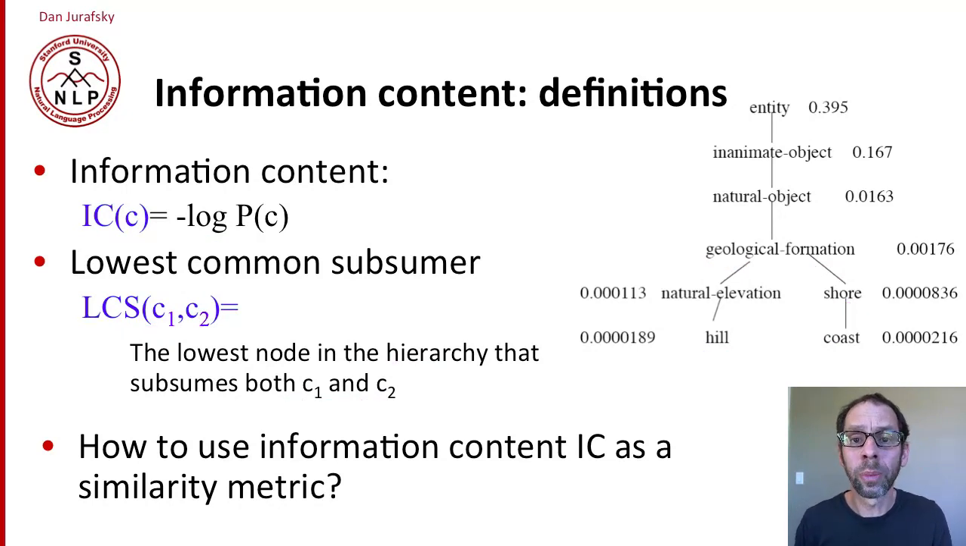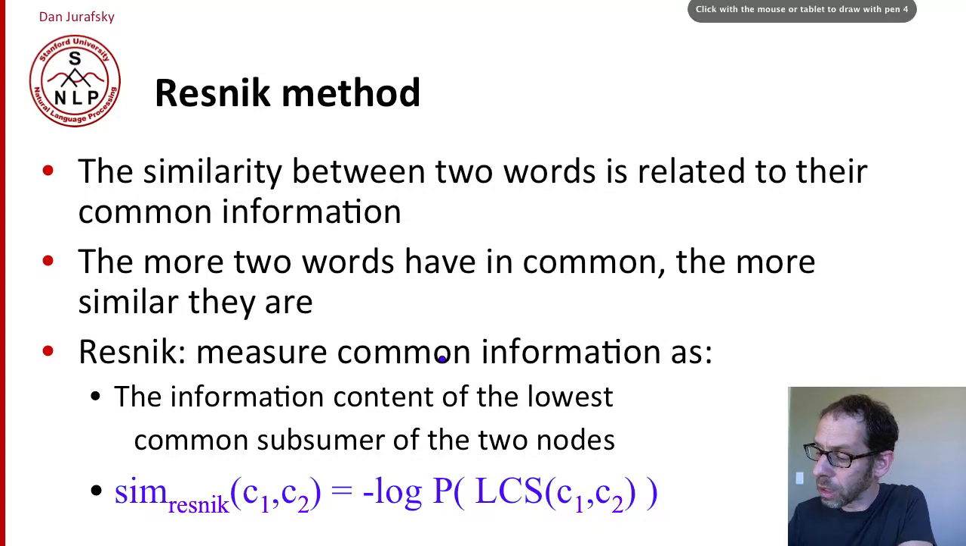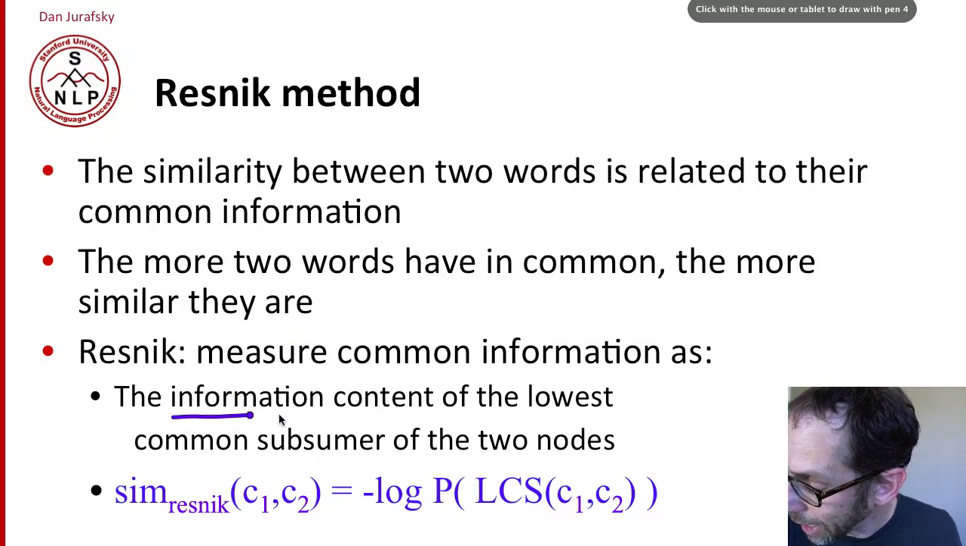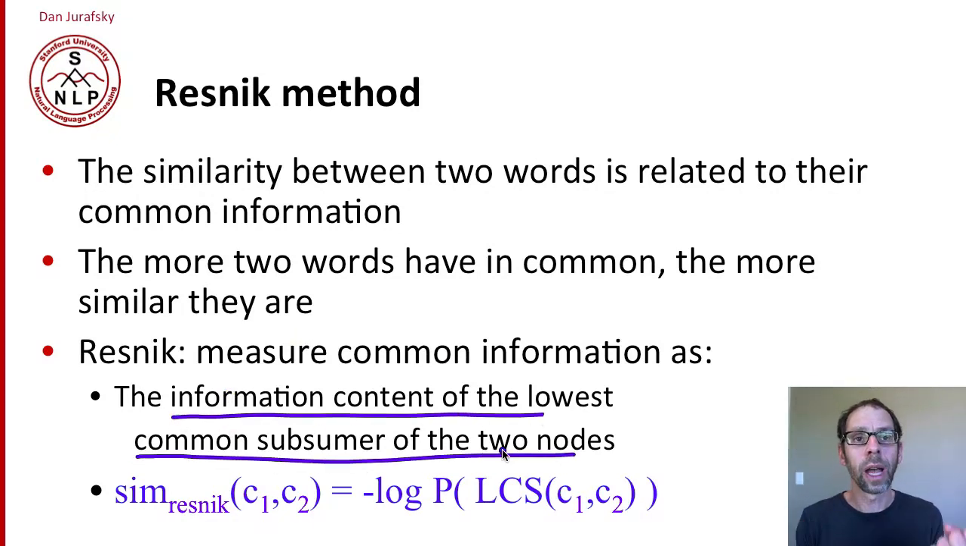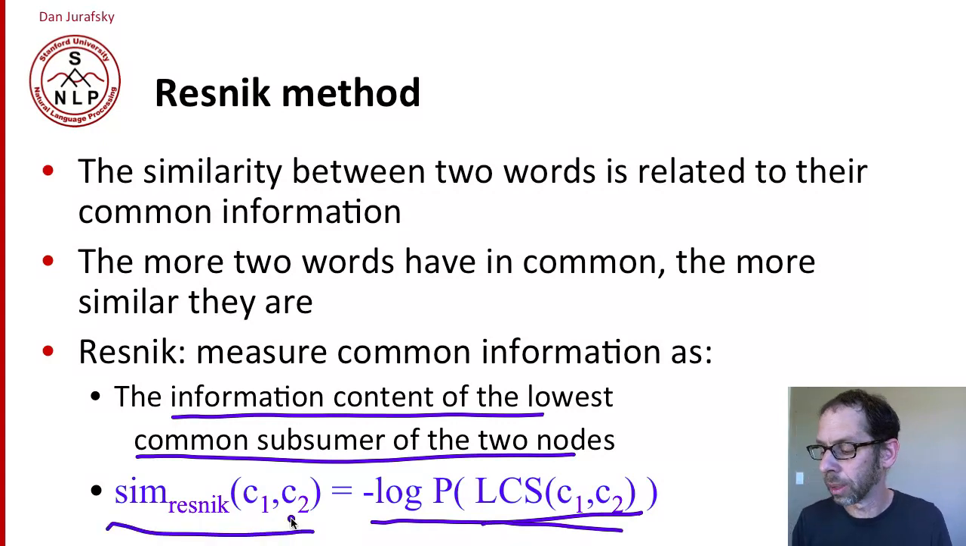Now, how are we going to use this information content as a similarity metric? There are a number of methods. The Resnick method, we say that the similarity between two words is related to how much information they have in common. The more they have in common, the more similar they are. For Resnick, we just say what's in common between two words is the information content of their lowest common subsumer. If I have two concepts, what's in common between them is the thing that they share as their inherited thing in common. So if I just measure the amount of information in that, that is in fact what they have in common. So the negative log probability of that least common subsumer, that's their similarity. So we'll define that metric, the Resnick similarity metric, this way.